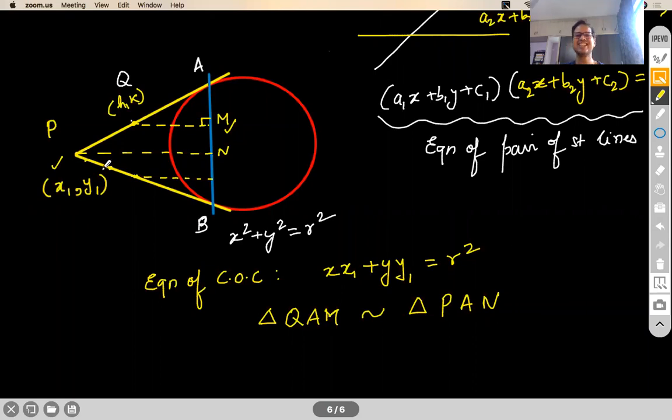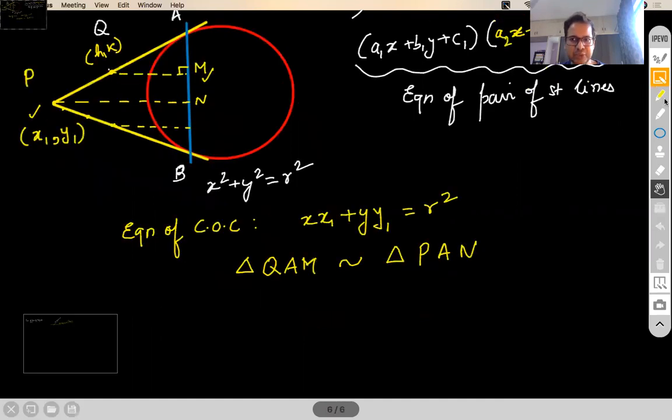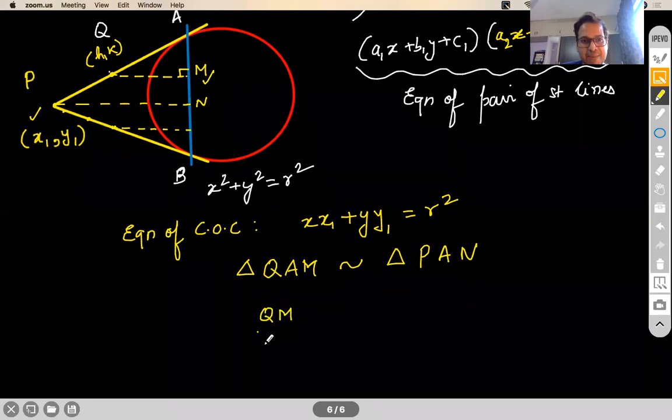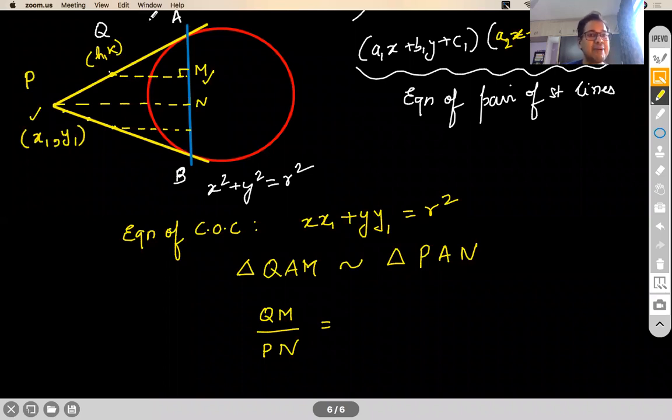Okay, anyways, let's use this scenario. Now, in this scenario, I am going to use my proportionality here. All of you, please pay attention. Can I say QM by PN will be QA by PA? Sorry, QA by PA, other way around. If they are similar, I can say QM by PN should be equal to QA by PA. Basic proportionality theorem. Correct.